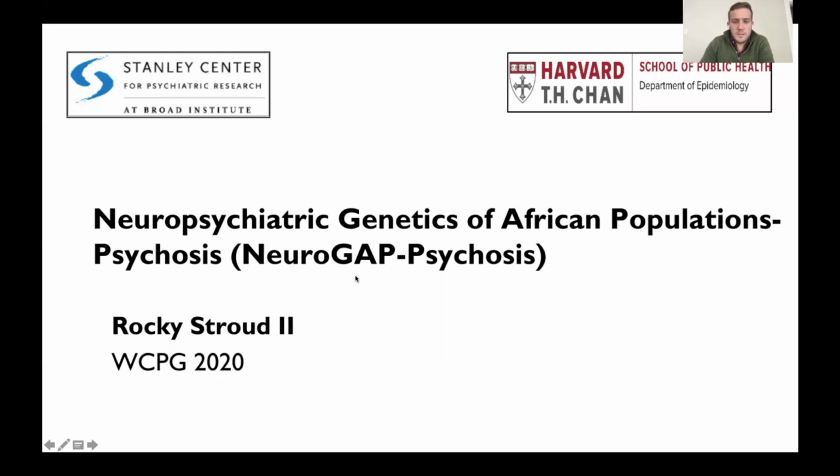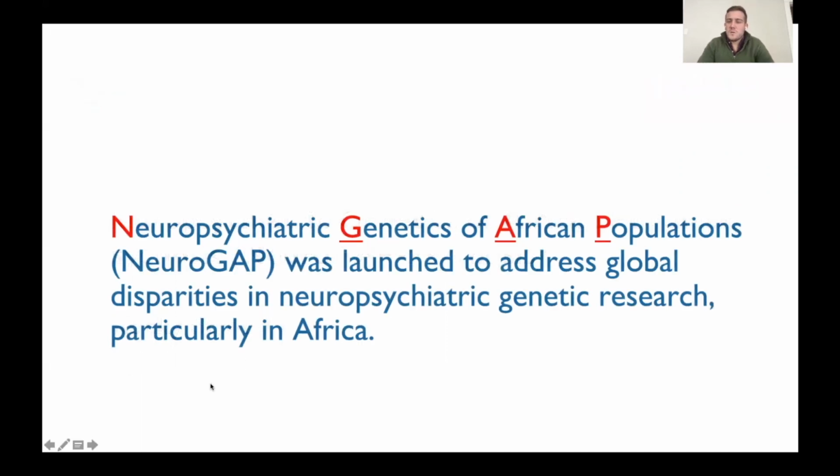So NeuroGAP-Psychosis stands for the Neuropsychiatric Genetics of African Populations. This was really launched to address the global disparities in neuropsychiatric genetic research, particularly in Africa. As many of us know, the field of genetics is not very diverse, and this study aims to expand the diversity of global collections.